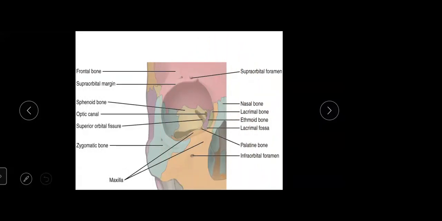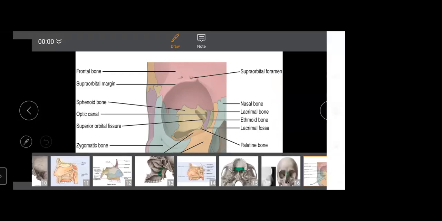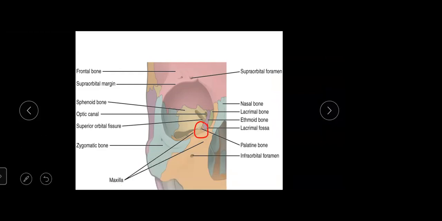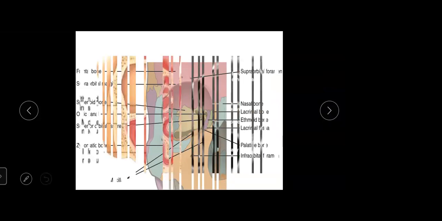Now we will start with the lacrimal bone. The lacrimal bone forms part of the anterior medial part of the orbital cavity. When we study the palatine bone, we say that it forms a small contribution to the orbital cavity. And we can now see this small contribution of the palatine bone. So the tip of the palatine bone is welded in the orbital cavity to form part of its structure.